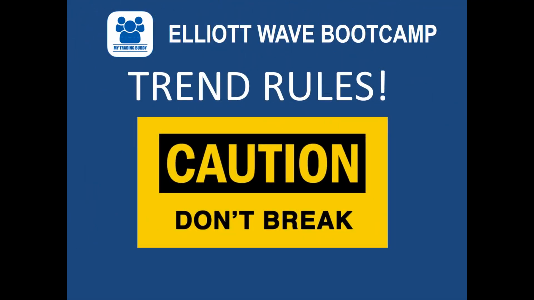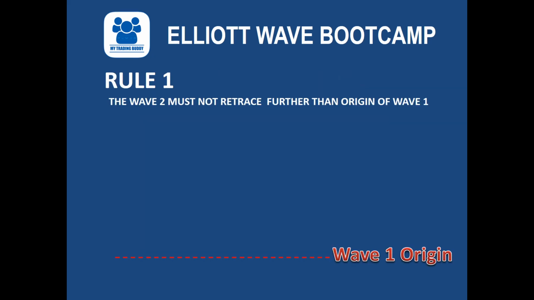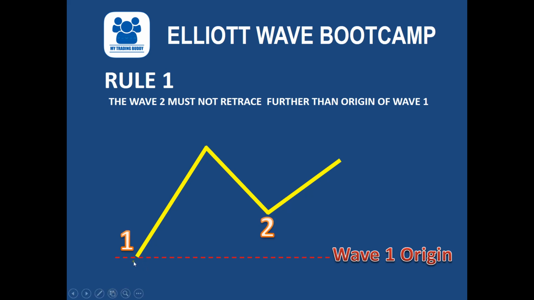So we have rules that can't be broken when we're using Elliott wave theory, and we're going to go through those now. So rule 1, the wave 2 must not retrace further than the origin of wave 1. Prime example there, we have the wave 1, start of the bullish trend here. It then retraces on the wave 2, but this wave 2 doesn't retrace back below the origin of wave 1. So that's the first rule.